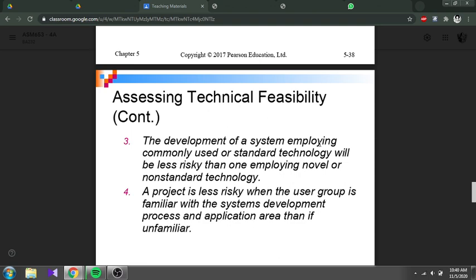All right, and the fourth one: this project is less risky when the user group is familiar with the system development process and application area than if unfamiliar. Same as above. If you have people with more experience, who have done this kind of implementation and integration of a new system on previous projects, these experienced people can deal with this kind of problem easily.